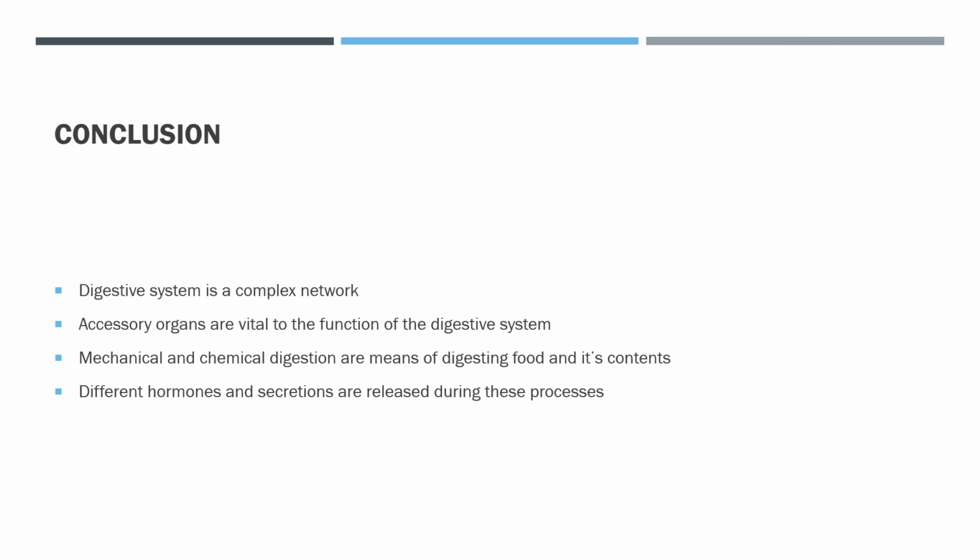To conclude, the digestive system and its accessory organs are a complex network of organs that work in unison. The accessory organs are vital to the overall function of the digestive system, each with its unique role in the process. Mechanical and chemical digestion are means of digesting food and its contents and occur in different organs in the digestive system. During these processes, there are different secretions and hormones released, all with their own important functions.